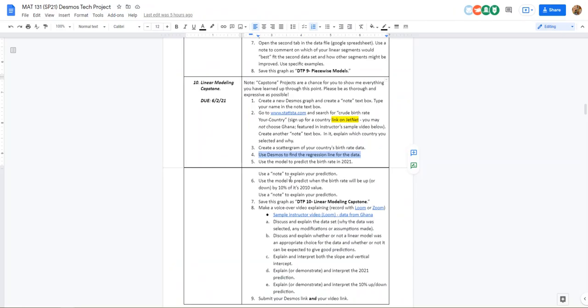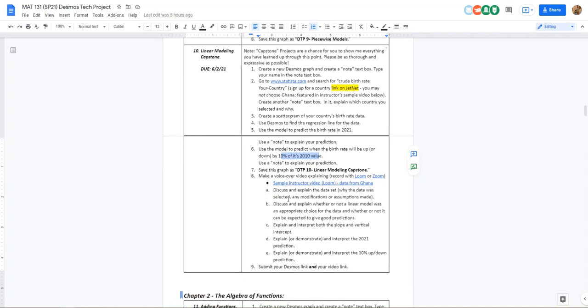Okay, so back over here, that's your 2021 prediction, just find out this year, and your 10% up down prediction. So that finishes the project part of it. Then we go into the voiceover where some of the more explanation pieces happen.